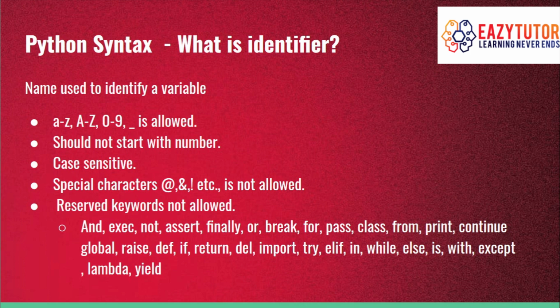Now, we said variable is a container. Now, we need to see how to name that variable. We have some rules and restrictions to provide a variable name. These are the rules. Now, our first rule is we can have small alphabet a to z and capital alphabet A to Z and numbers 0 to 9 and underscore.